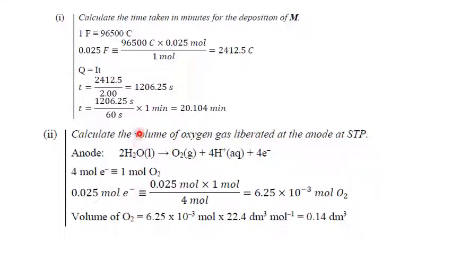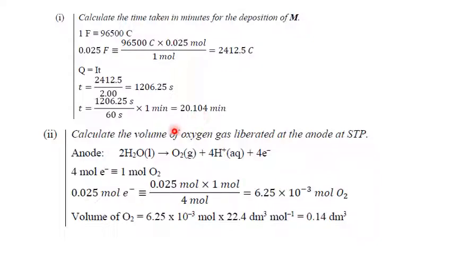So just now it is Q equal to It. Okay, Q is given, and I is given, but t is not given. How to find out Q? Based on the standard relation, 1 Faraday is equivalent to 96,500 coulomb. So now given is 0.025 Faraday. By stoichiometric calculation, you get 2412.5 coulomb is equivalent to 0.025 Faraday. So from here, you can find the t value. And the question insists on the answer in minutes, so you divide by 60. So you get the answer 20.104 minutes.